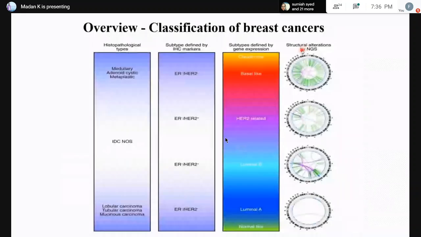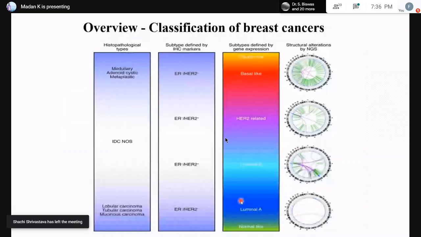If you look here, these are the various circos plots. This is one circos plot of a luminal A type of breast cancer. If you see here, there are hardly any lines between the circle. What it indicates is that luminal A tumors are genomically simple. There are very few genomic aberrations in luminal A type of breast cancer.